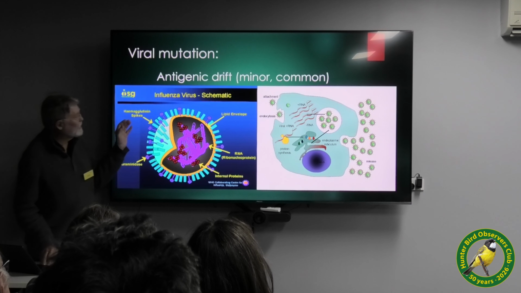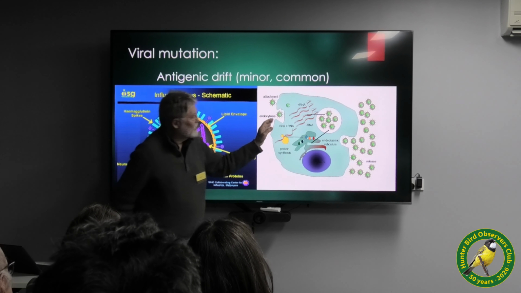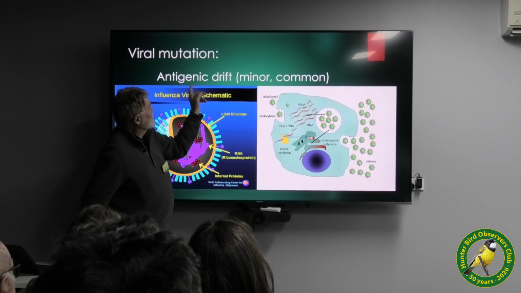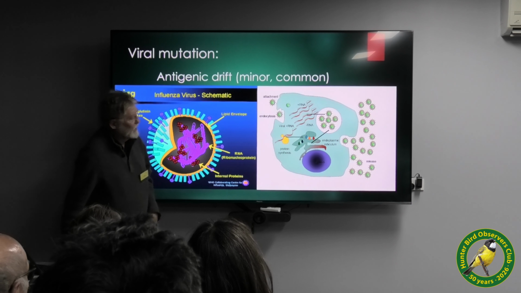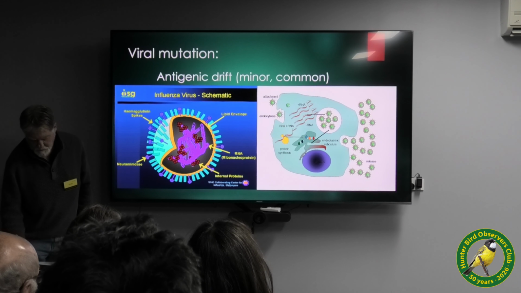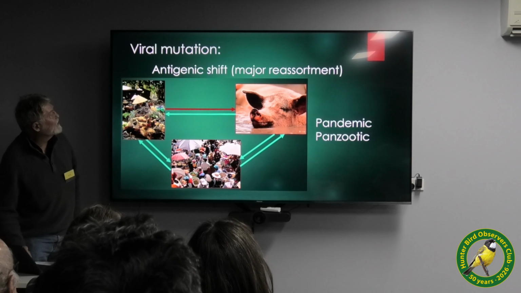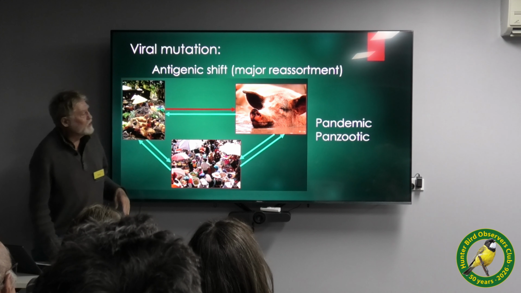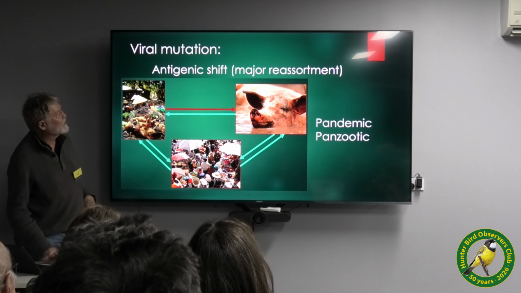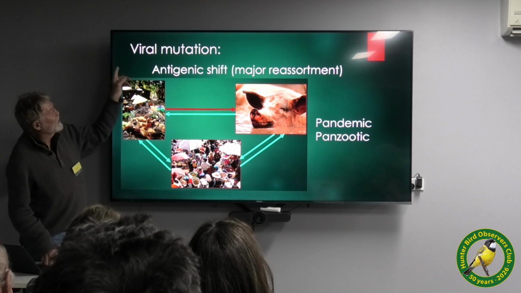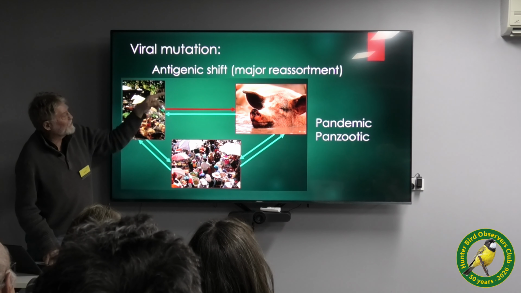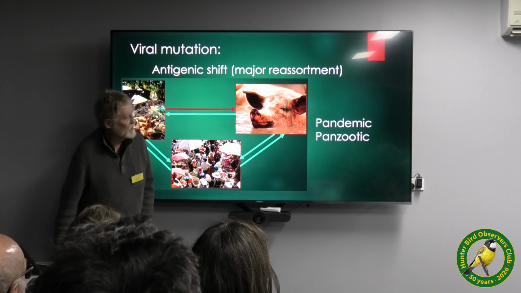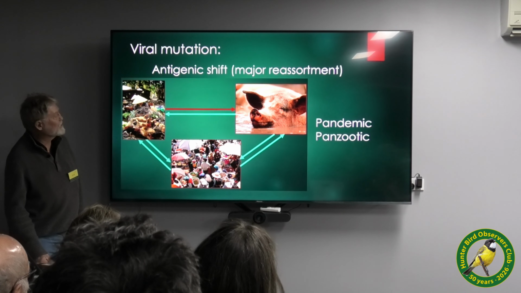In fact, what's coming in is slightly different to what's going out. Only minor, this is antigenic drift, and it's very common. But every now and again, you get a major change, a reassortment of the RNA, such that you're getting an antigenic shift, which leads to a pandemic, or in the case of birds, a panzootic.